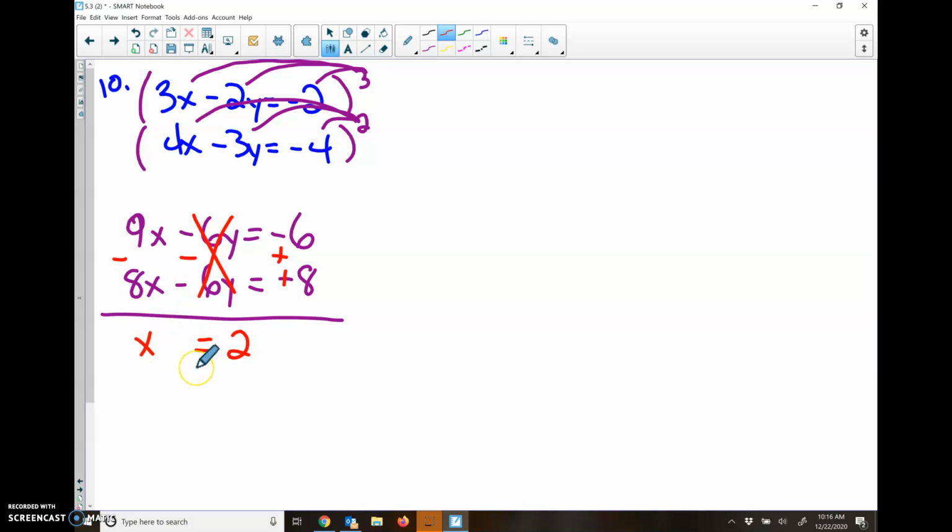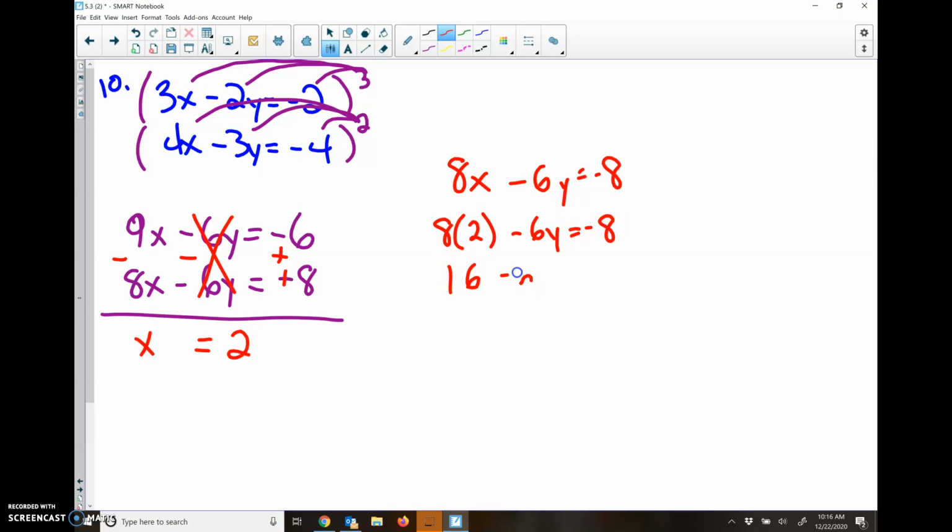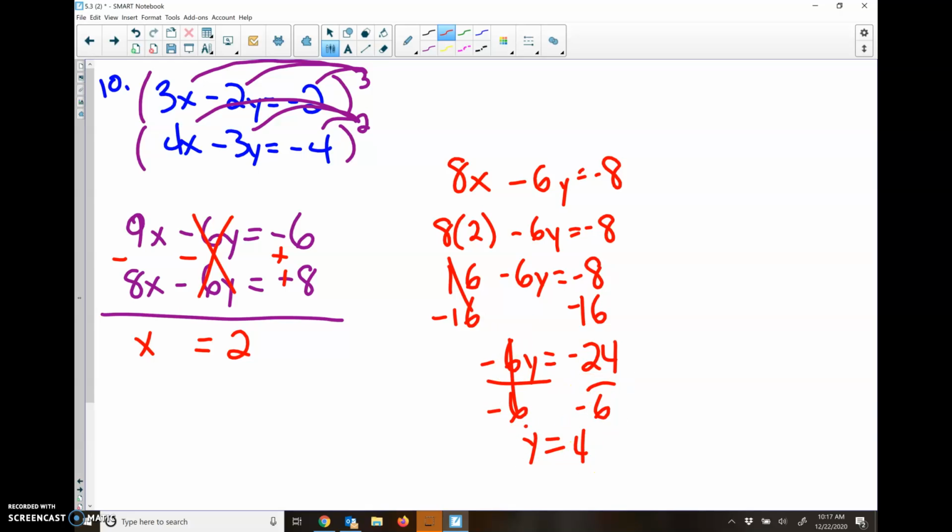Okay, now I'm going to take that 2 and let's plug it in, let's say, for the bottom one. So instead of 8x minus 6y equals negative 8, I'm going to do 8 times 2 minus 6y equals negative 8. So that's going to give me a 16 minus 6y equals a negative 8. Subtract 16 from both sides since it's a plus 16. And that gives me a negative 24. And then divide. So y equals 4.